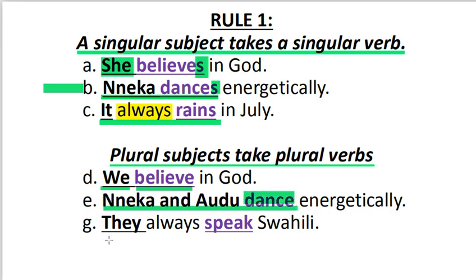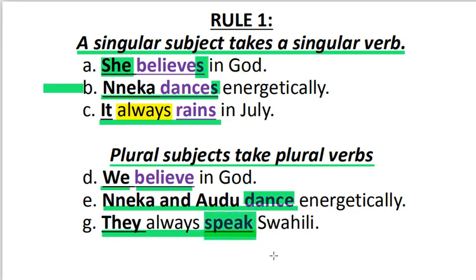Example G, they always speak Swahili. In this case, look at the subject of the sentence, they, a plural pronoun. They is more than one person. So our verb is going to be in the plural form, which is speak.